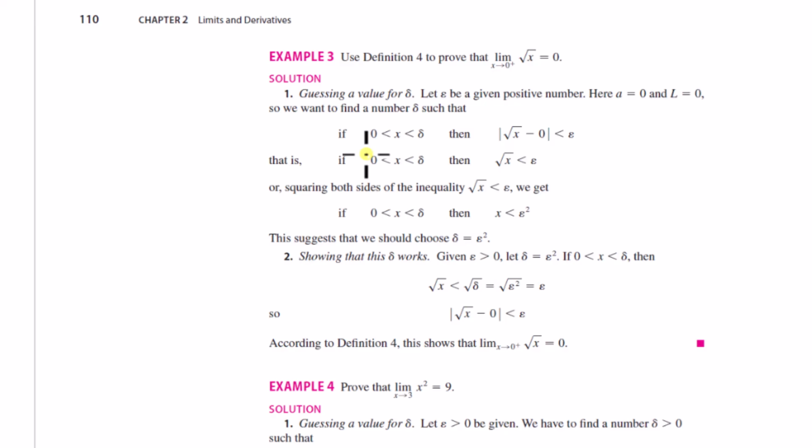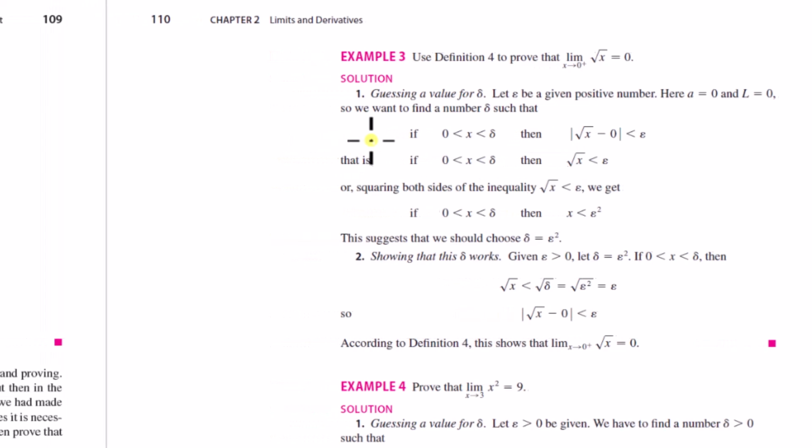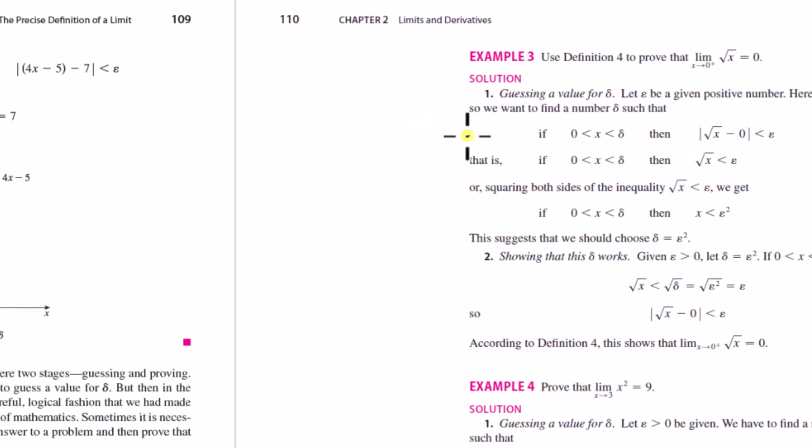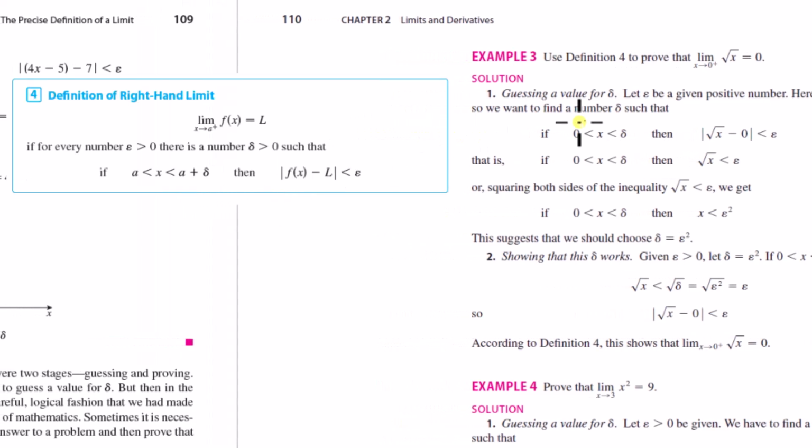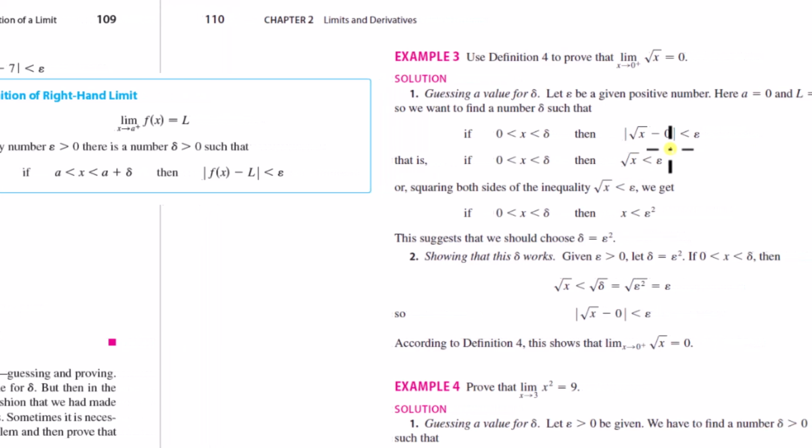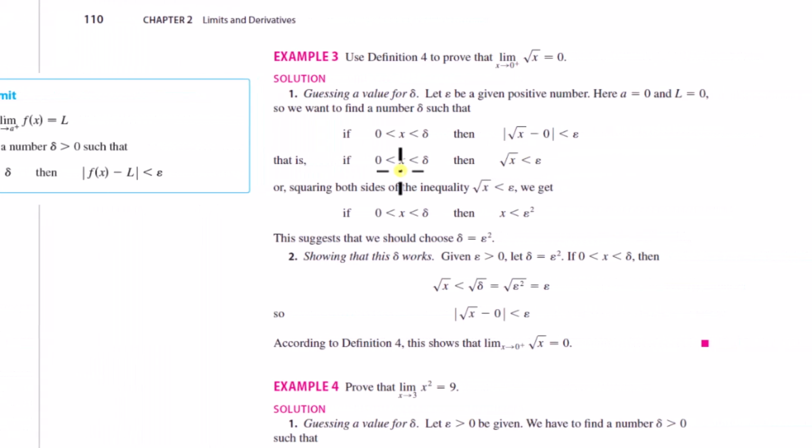So, okay, based on the right-handed limit, let me bring the right-handed limit definition up here. In this case, the limit point is 0. So, 0 here, 0 here. So there's the input delta restriction. Now, the output inequality: f of x is the principal square root of x, and L is 0. So there we go. And now what they do is they simplify this.